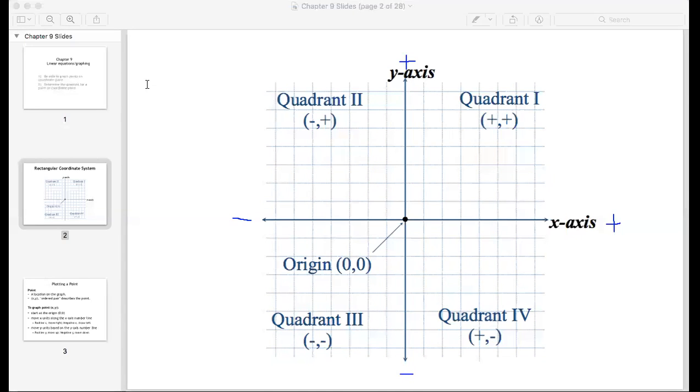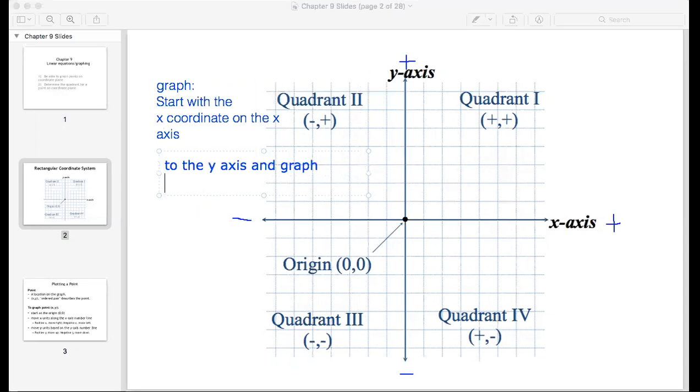So now remember, whenever we graph, we are always going to start with the x coordinate on the x-axis. Okay, and then we are going to move from the x-axis to the y-axis and graph your y coordinate. So you're always going to start on your x, graph your x point, and then go up to your y. Remember, you're going to have just one single point.